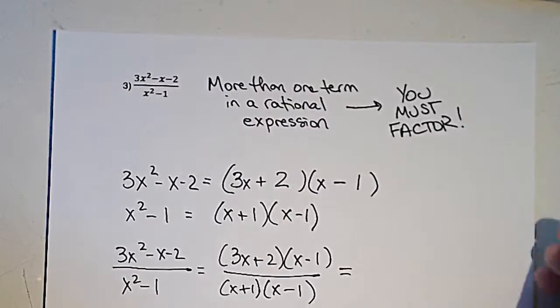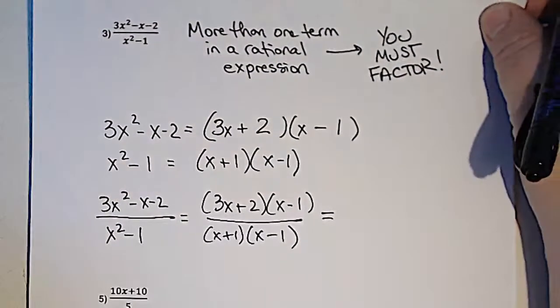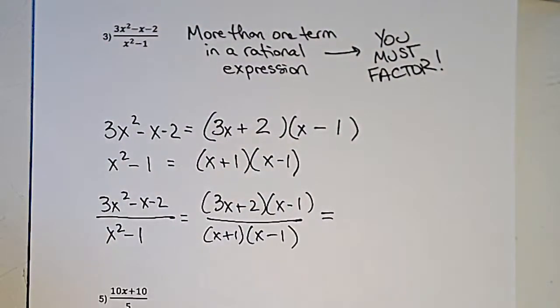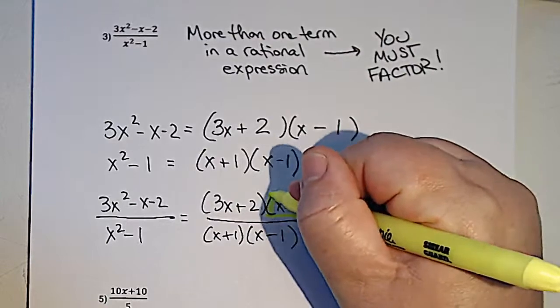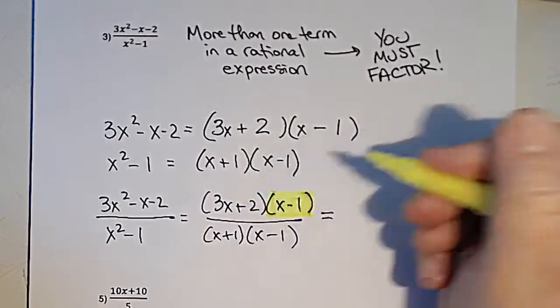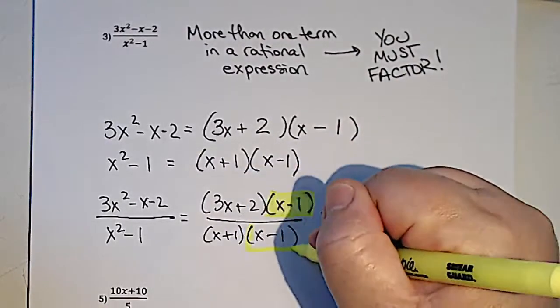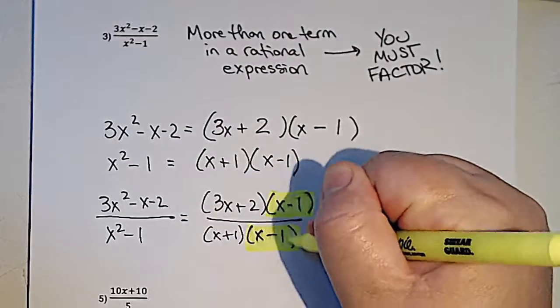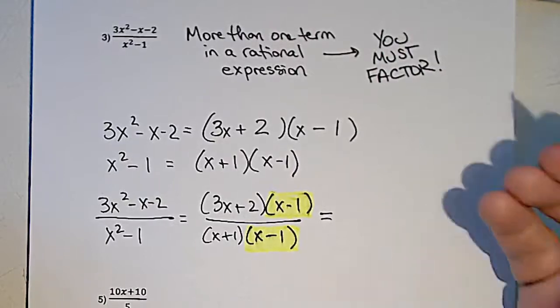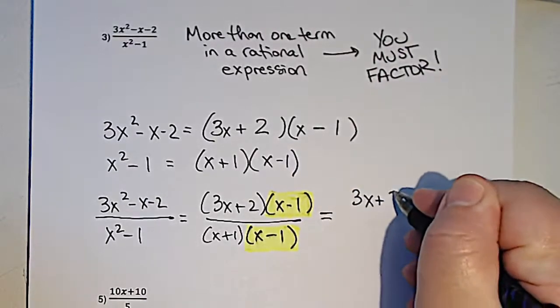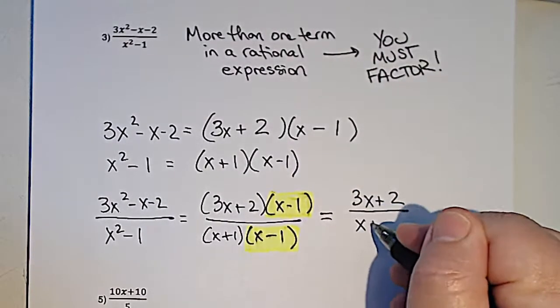Now I take a look at this and I say, oh, wait. With these all factored, I see they have something in common. I'm blowing on it so that less smearing is the goal. There we go. X minus 1, they match, they cancel. So I've got 3x plus 2 all over x plus 1.